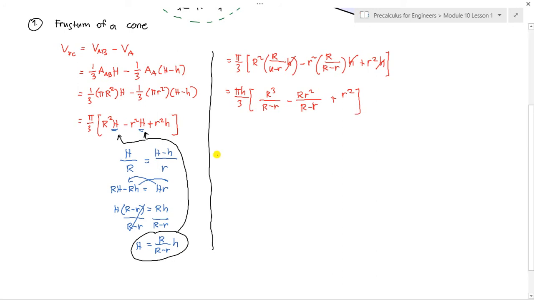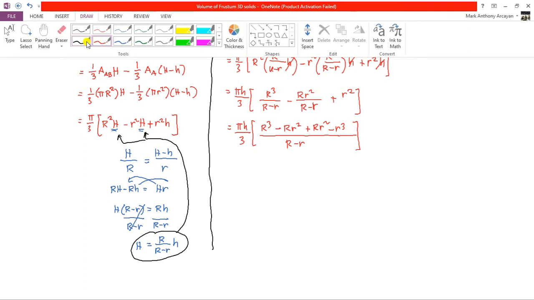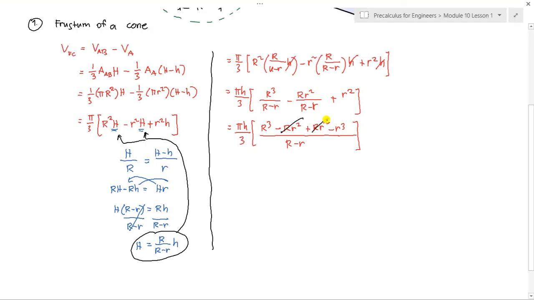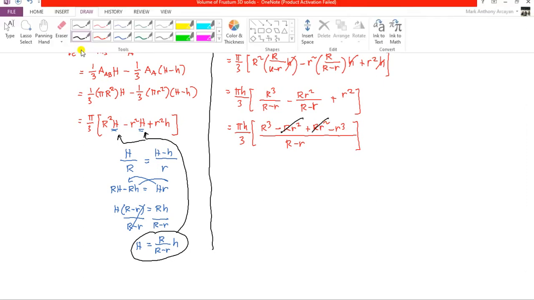What we are going to do is combine all these three terms inside. Combining them, they have an LCD of R minus r. On the first term, r cubed still. Second term is minus R r squared. The third term here is plus R r squared, then minus R cubed. So here, something will cancel, right? Are you still following? So it cancels.